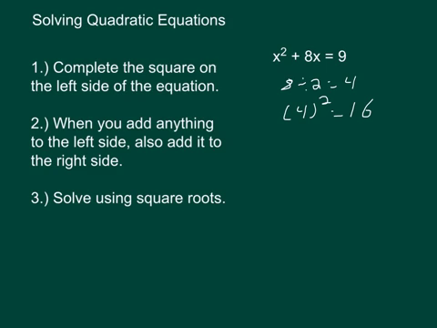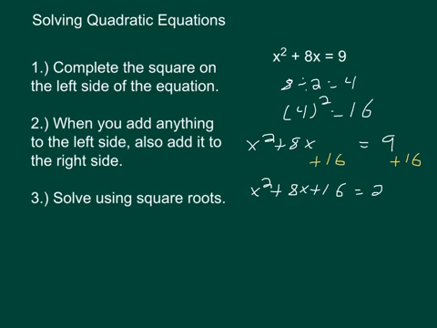So what I'm going to do is I'm going to take my original equation, x squared plus 8x equals 9, and I'm going to add the 16 to the left side of the equation, because that's how I complete the square. But if I do something to the left side, I also have to do it to the right side. In this case, I also have to add a 16 to the right side. This makes my equation x squared plus 8x plus 16 equals 25. And now, because I've completed a square on the left side of the equation, I can factor that pretty quickly into x plus 4 squared equals 25.